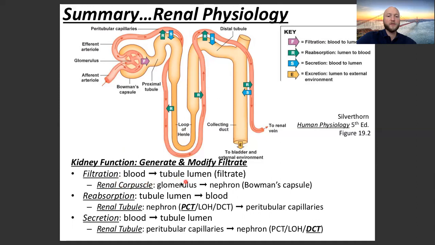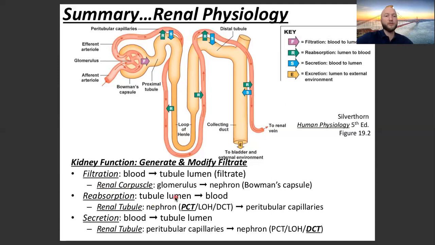So things moving from the glomerulus into the nephron. That is filtration. Filtration is blood to tubule lumen. Filtration is glomerulus, this capillary bed, to the nephron, the Bowman's capsule part of the renal tubule system. That's filtration. Filtration is leaving the blood system. That's one process that we need to consider when thinking about what ends up becoming urine. If you leave the glomerulus and you enter the renal tubule system, then you're on the path to the collecting duct. And once something's in the collecting duct, it's urine.